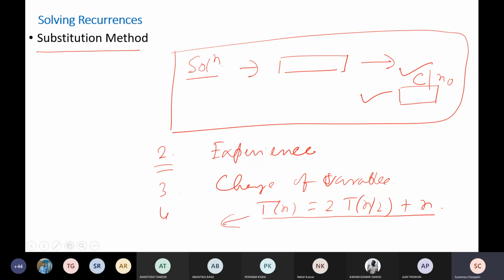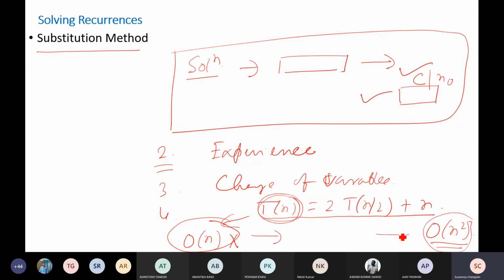We can start from big O of n and we will find that this is not correct. Then we can start with big O of n square, and we can say that this is also not correct. So here we find that T(n) is greater than big O of n and T(n) is less than big O of n square. What does it mean? It is somewhere in between.